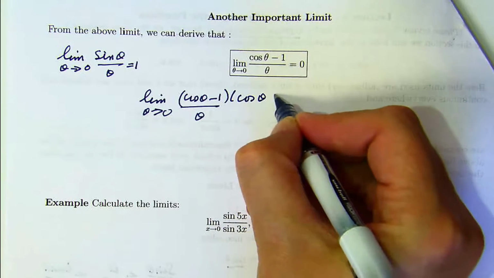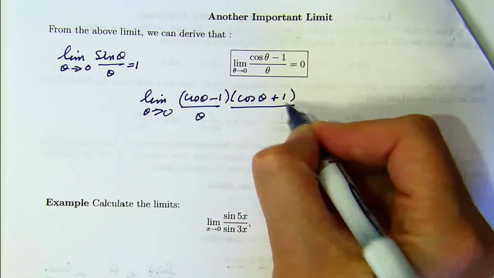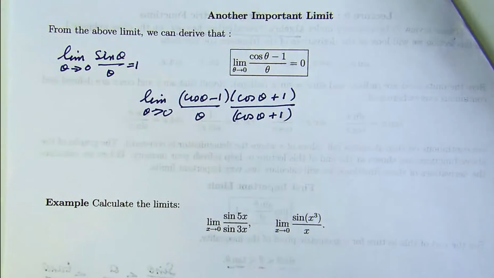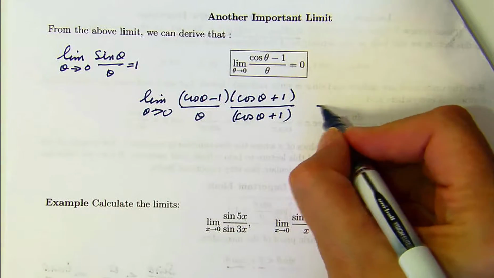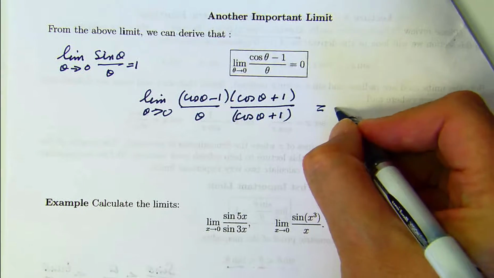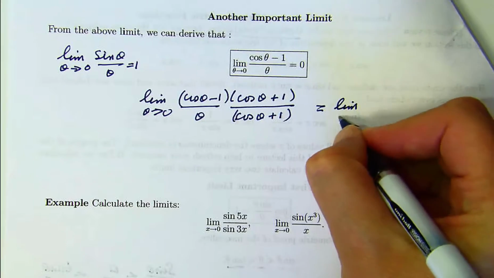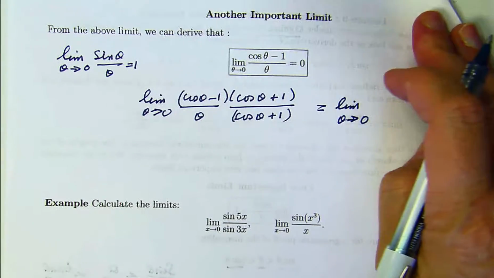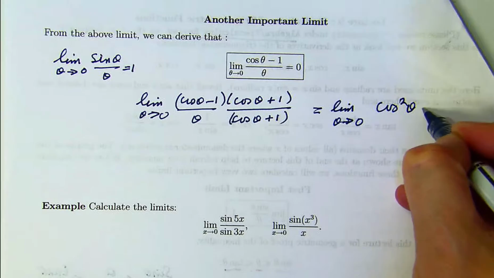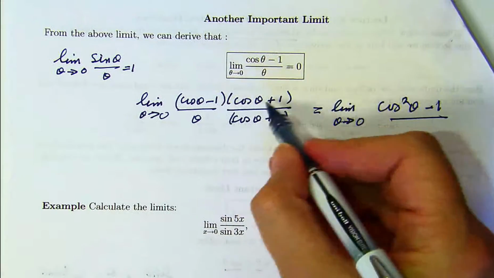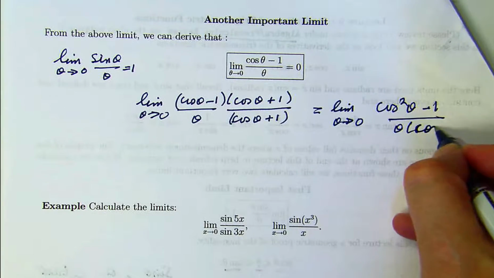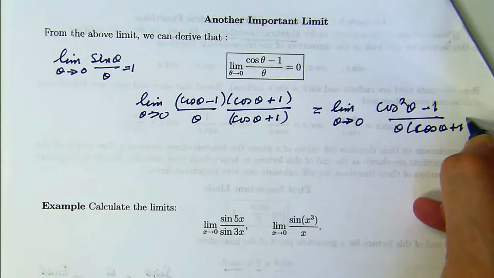multiply by cosine theta plus 1, and of course then we must divide by cosine theta plus 1 to keep our fraction the same. So now we have a minus b times a plus b, which is a squared minus b squared in the numerator, and we're looking at the limit as theta goes to 0 of cosine squared theta minus 1, that's a squared minus b squared, over theta times cosine theta plus 1.